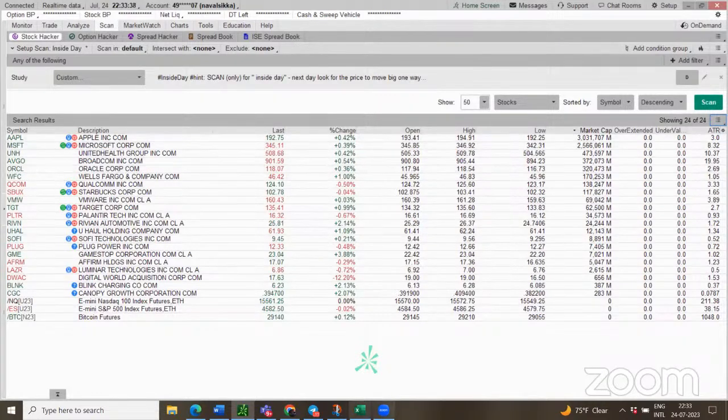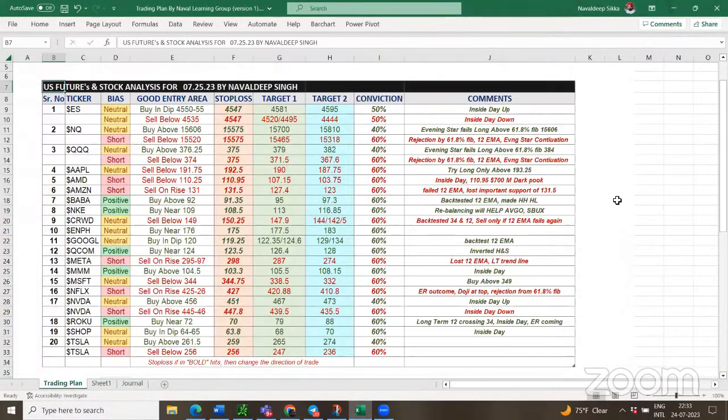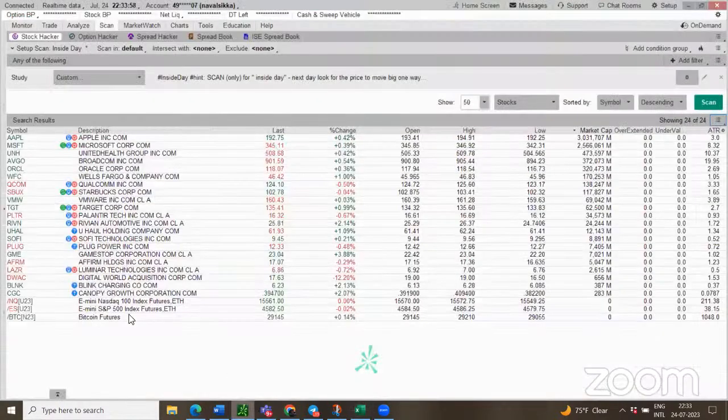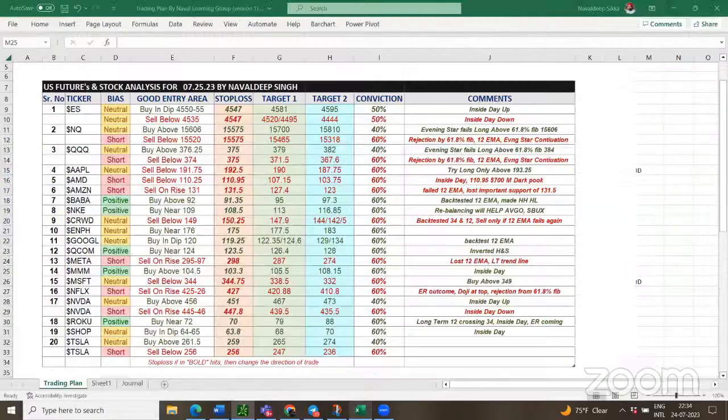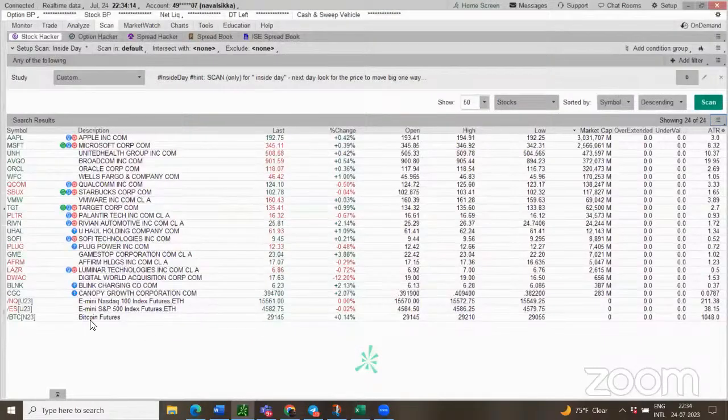Apple, Microsoft, and I think that they'll be inside days tomorrow as well. IT, Apple, Microsoft, QCOM. We had QCOM inside. Rivian. I'll ignore them.